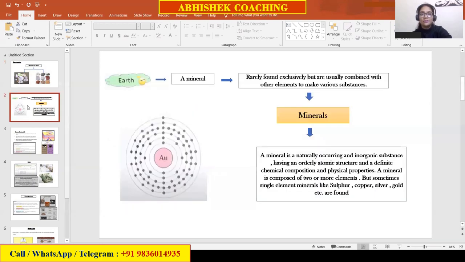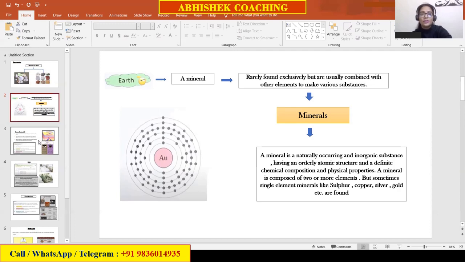So, what is a mineral? Minerals are naturally occurring substances which have certain physical properties, a definite chemical composition, and an orderly atomic structure. These three features a mineral should have: an orderly atomic structure, a definite chemical composition, and physical properties. A mineral is composed of two or more elements, but sometimes we can find single element minerals, like sulfur, copper, silver, gold. These are single element minerals.